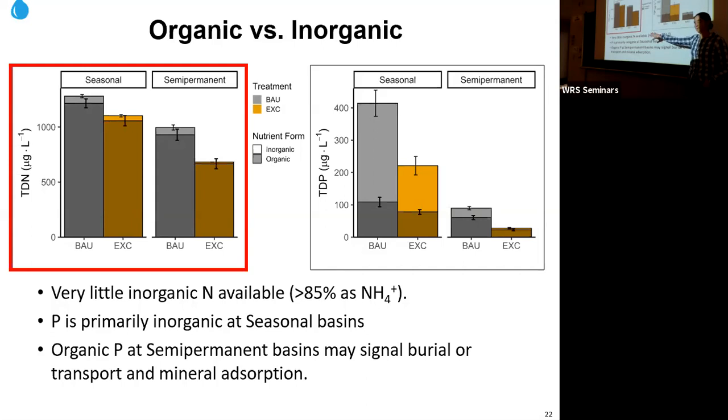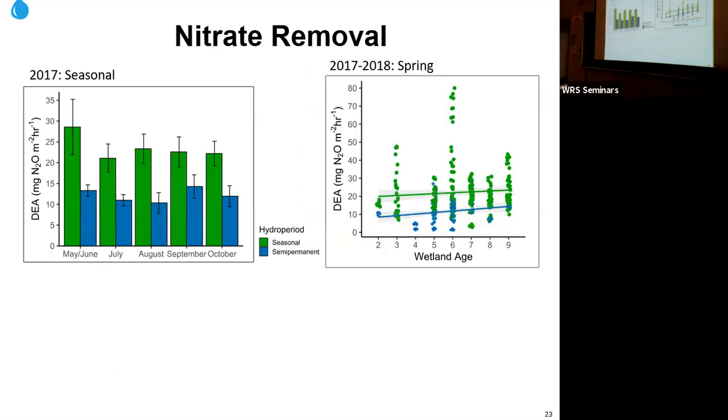Okay, then I want to take a beat to talk about the inorganic nitrogen one more time. These really low inorganic nitrogen contents are indicative of one of the primary functions of these depressional wetlands, which is nitrogen removal or denitrification. So we wanted to measure denitrification, and the way we did that was we looked at two different things. We wanted to know what's going on in terms of season. So throughout the growing season, are we seeing any changes in denitrification? And in terms of the business as usual excavated question, are we seeing any differences? And we also wanted to see how it's being affected by age.